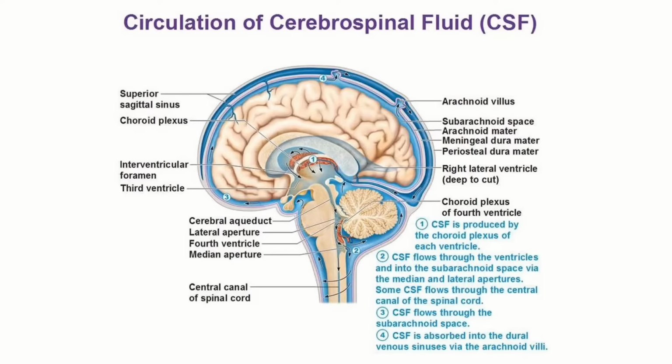Now, this is the same picture depicted over here, where the CSF is produced by the choroid plexus of the first and second ventricles, getting into the third ventricle via the foramen of Monro, from where the CSF gets drained into the fourth ventricle via the aqueduct of Sylvius, from where via the lateral foramina of Luschka and the median foramen of Magendie, it is secreted into the subarachnoid space in the brain and around the spinal cord, from where it is reabsorbed into the superior sagittal sinus or other cerebral venous sinuses via the arachnoid granulations.